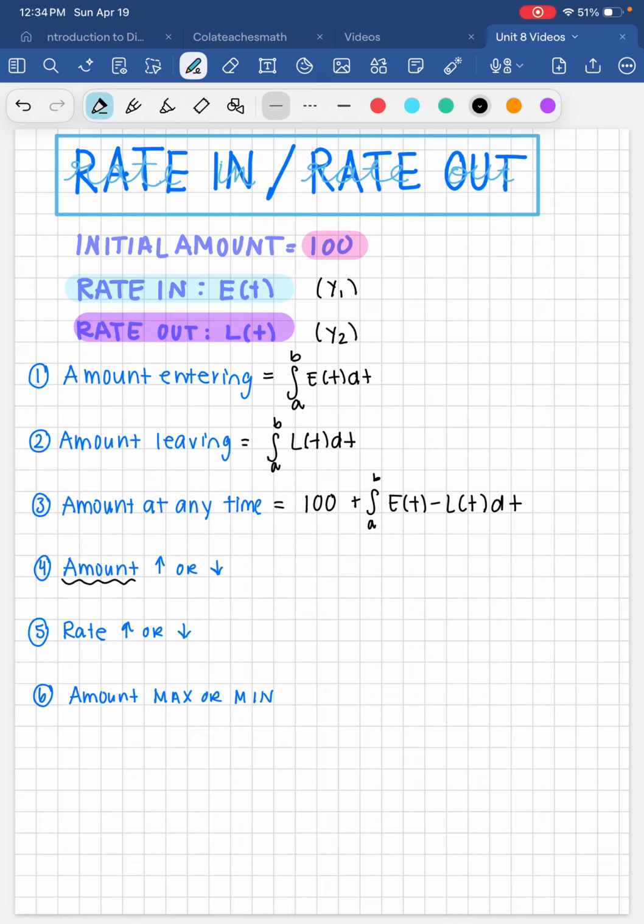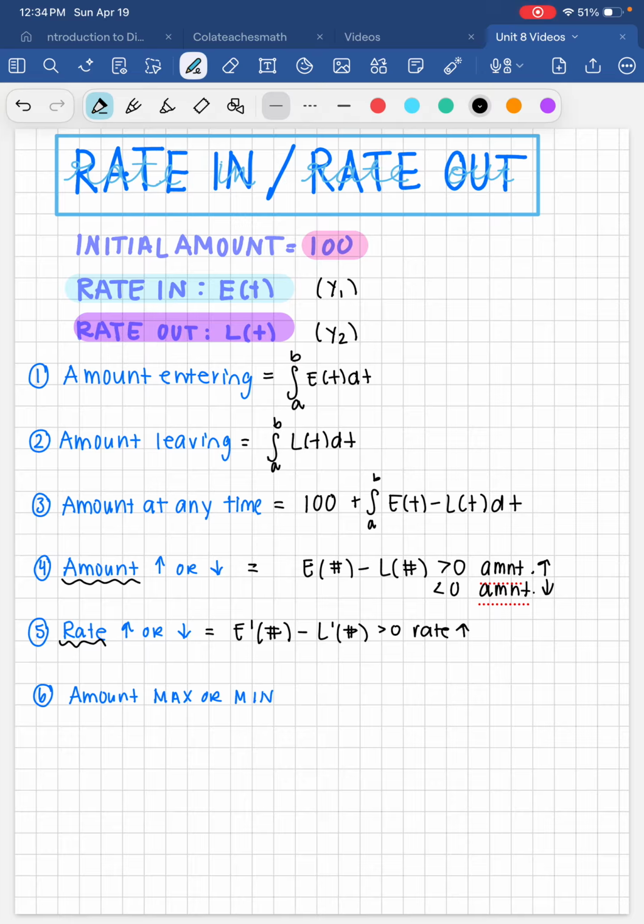If I want to know if the amount is increasing or decreasing, you need to do rate in at that number minus rate out at that number. If it's greater than 0, the amount is increasing. If it's less than 0, the amount is decreasing. If I want to know if the rate is increasing or decreasing, then we do E prime, the rate in derivative at that number, minus the rate out derivative at that number. If it's greater than 0, the rate is increasing. If it's less than 0, the rate is decreasing.